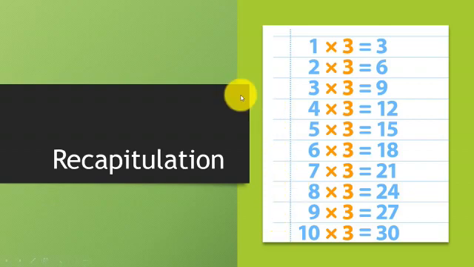Here is recapitulation. We revise the table again. 1 three is 3, 2 threes are 6, 3 threes are 9, 4 threes are 12, 5 threes are 15, 6 threes are 18, 7 threes are 21, 8 threes are 24, 9 threes are 27, and 10 threes are 30.